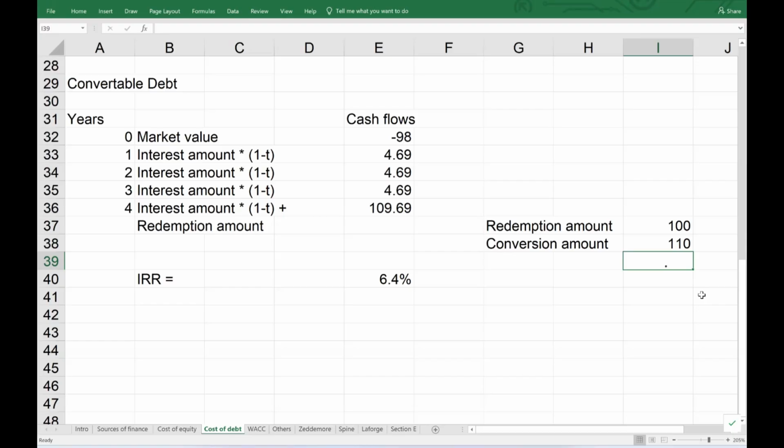So what we do in a convertible bond is simply see what is likely to happen. Here conversion is likely to happen, so we will use it. Conversion value here, that's it, 110.